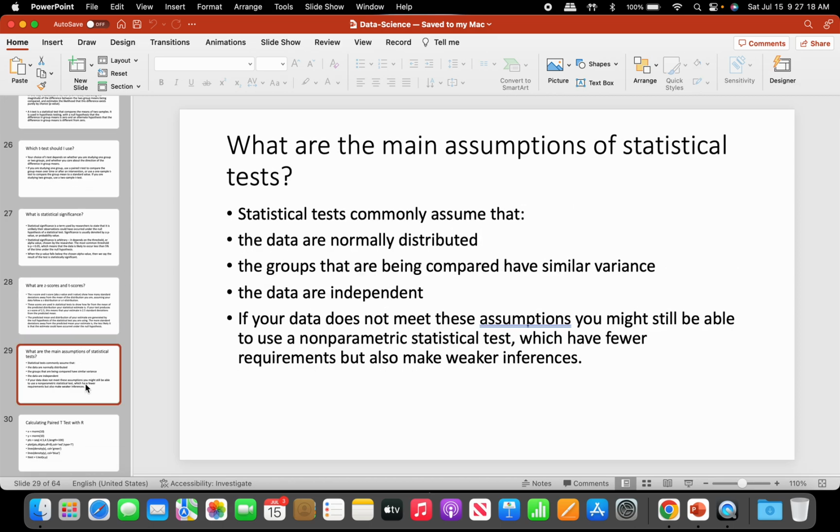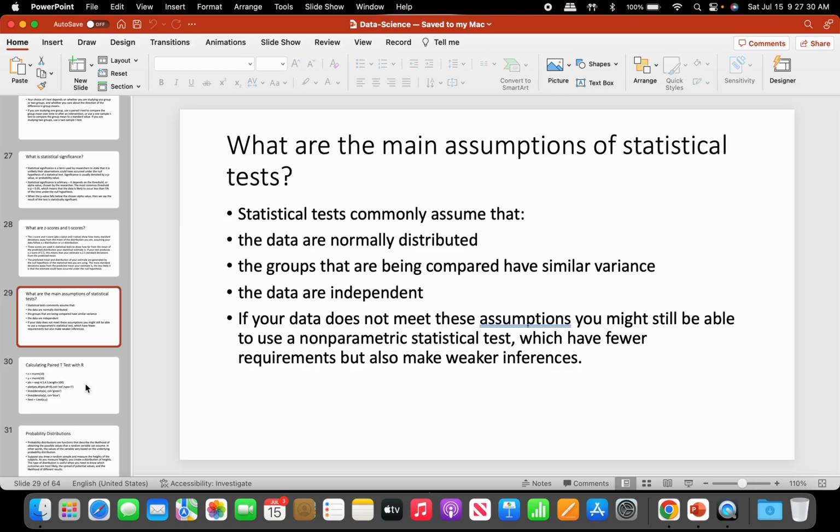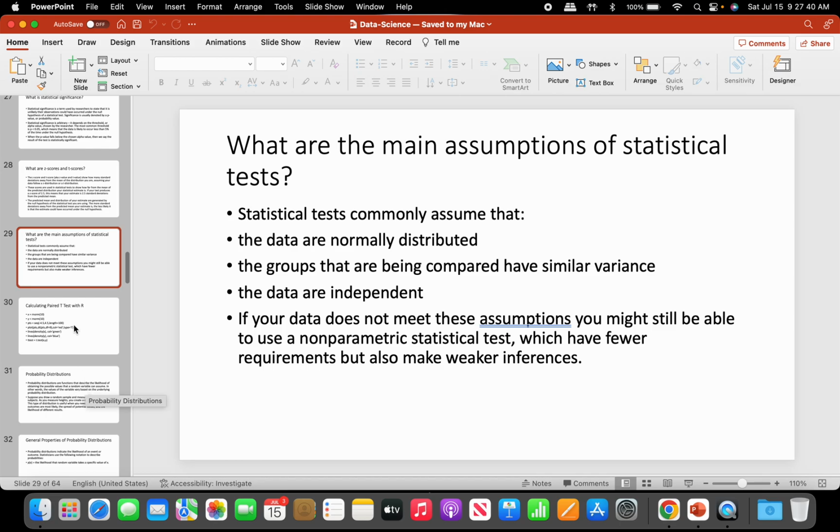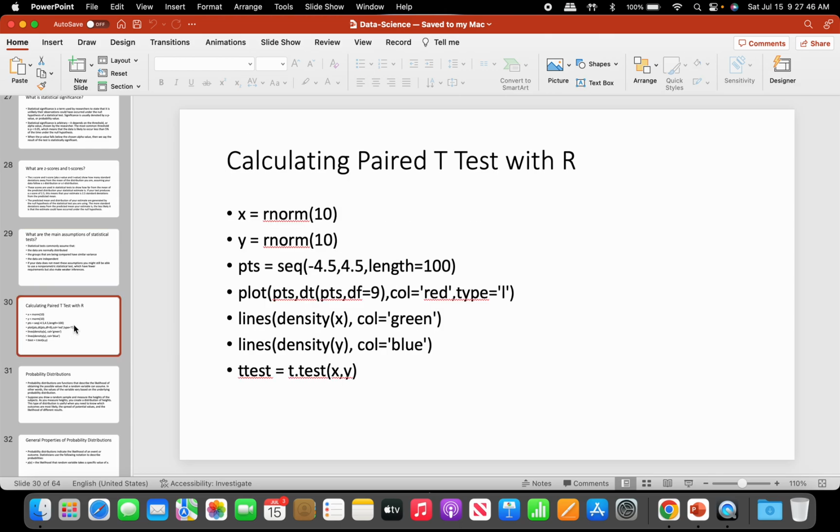Then again, if you are using any of these tests, there are some assumptions. For t-test, the assumptions are data should be normally distributed, the groups have almost similar variance, the data are independent, and if your data does not follow any of these properties, then you may opt for a non-parametric test. So we will just focus on parametric t-test and not discuss any of these non-parametric tests.